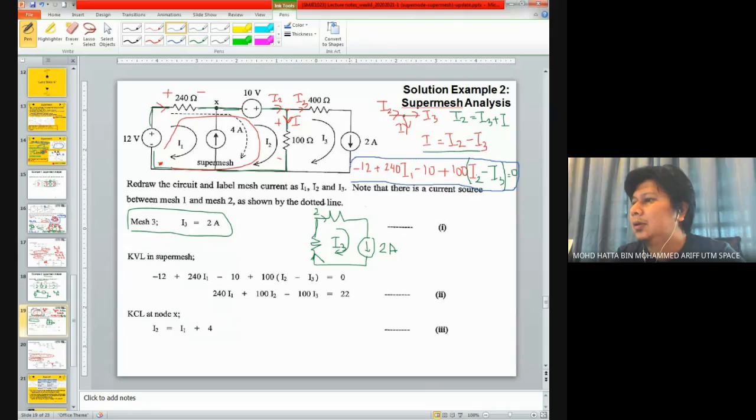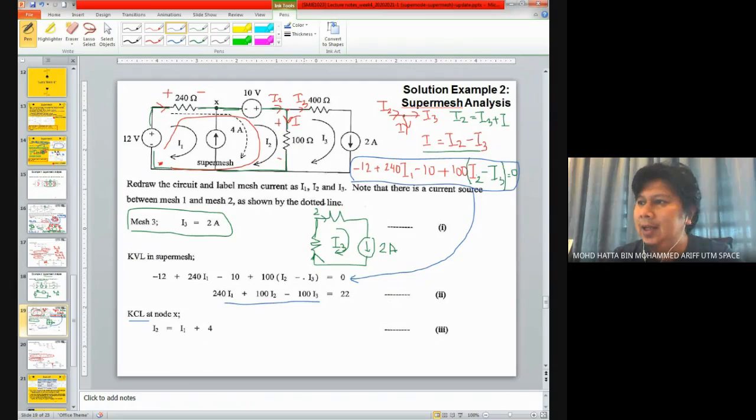So looking at this equation, it is the same as what you found over here. You have negative 12 plus 240 I1 minus 10 plus 100 times I2 minus I3. And when you try to simplify that equation, you will end up with these three unknown variables, I1, I2, and I3. And remember, for the supermesh, we also need to apply KCL.